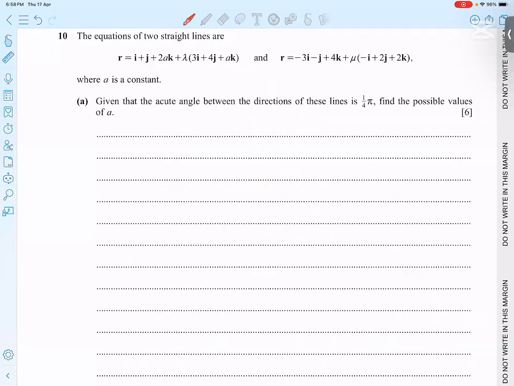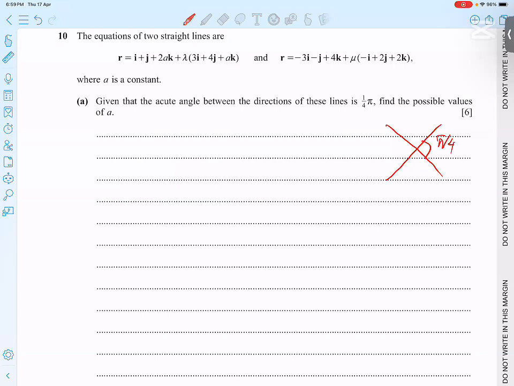Question number 10 we have now. The equations of two straight lines are mentioned. One is this and the other is this one. And a is a constant. The acute angle between the directions of the lines is pi by 4. Find the possible values of a. So do you know, students, when they intersect, the acute angle between the lines is given by him as pi by 4.